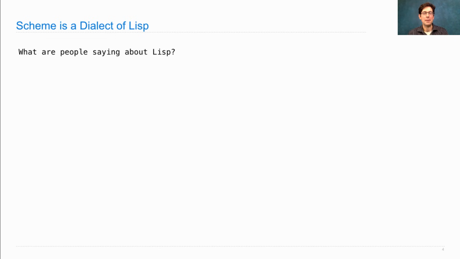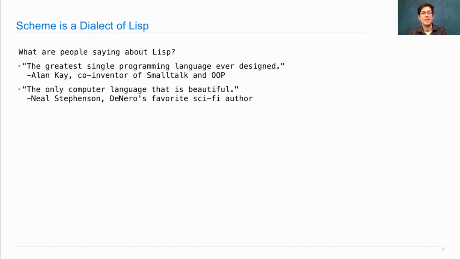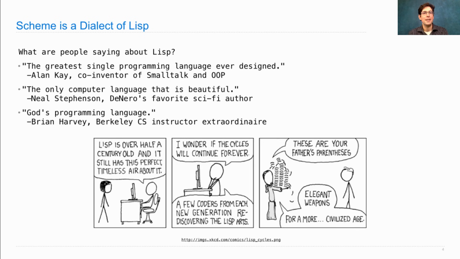What are people saying about Lisp? Alan Kay, the inventor of object-oriented programming, said that it's the greatest single programming language ever designed. My favorite sci-fi author said that it's the only computer language that is beautiful. And Brian Harvey once told me it's God's programming language. Even XKCD seems to love it.